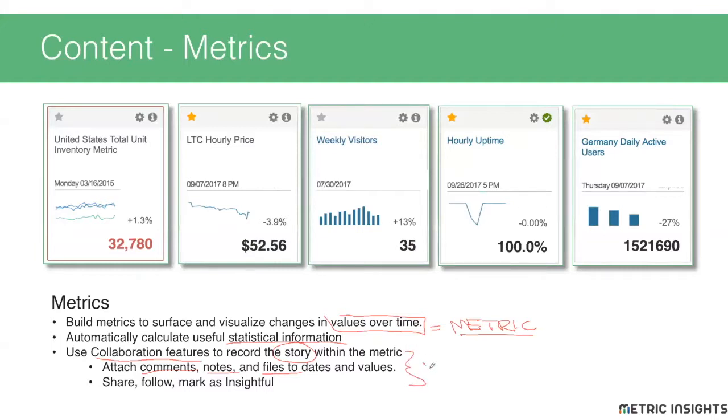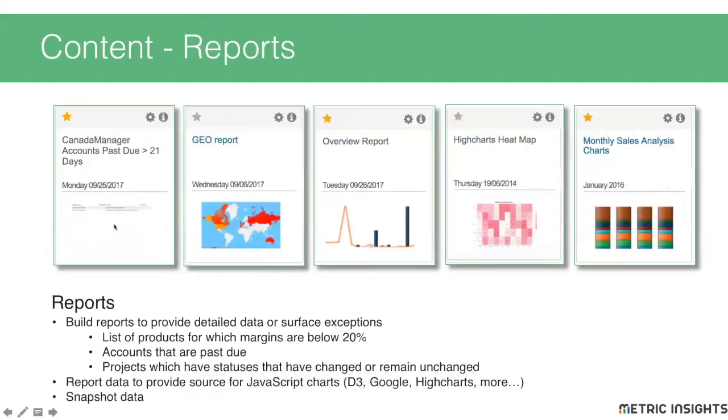These comments become a permanent part of the metric and can be reviewed at any time in the future. Useful for capturing investigations for why values may have occurred and then referencing that information at later dates. Annotations and comments can be marked as insightful, followed by other users, and shared with other users. Metric tiles all follow the same format. Each metric tile shows the title of the metric, the refresh date, the percent change over last period, and the value of the last measurement time.